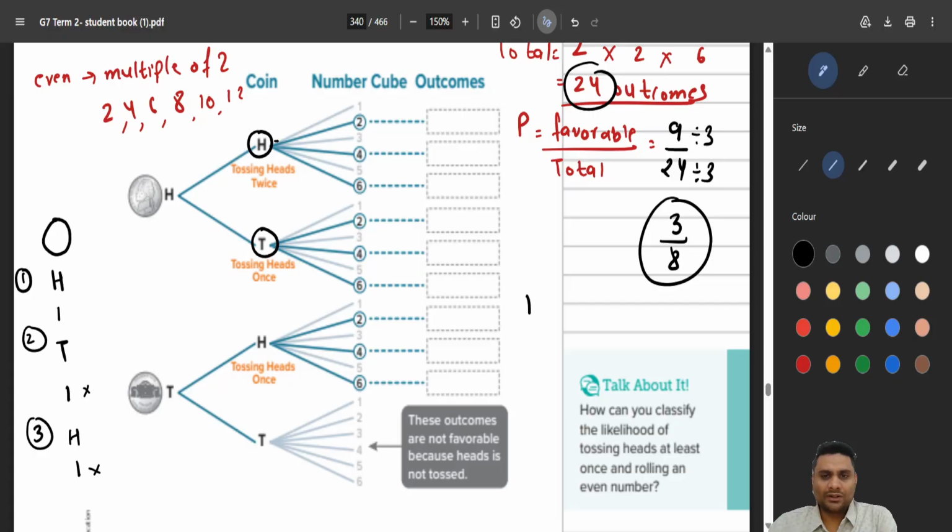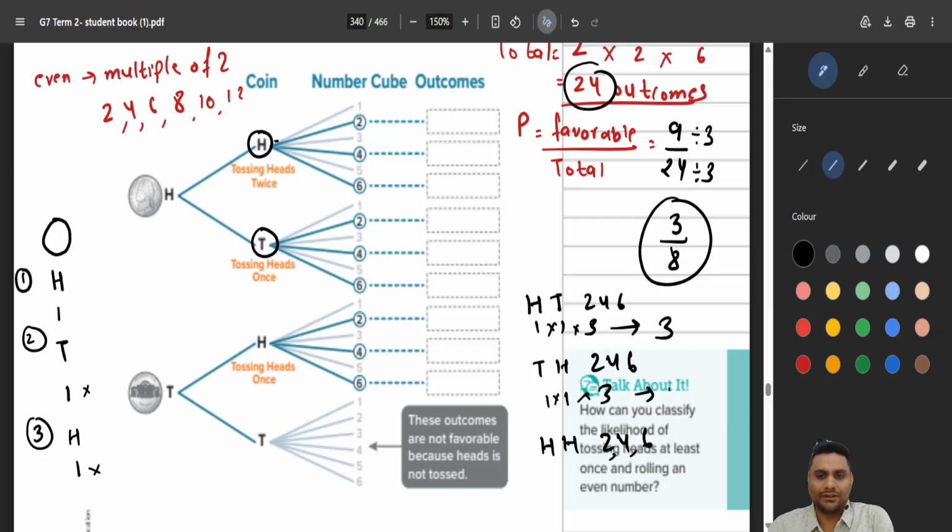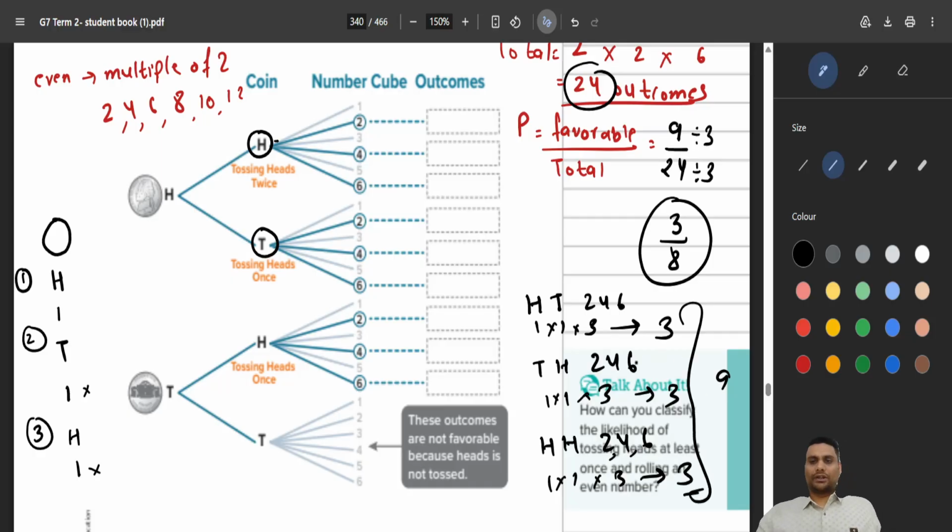He said at least one head, so head, tail, and 2 4 6, right? Second outcome, tail, head, and 2 4 6, and third outcome, head, head, and 2 4 6. Simple or no? So here one, and here three times 3. Here one, here 3 times 3. Here one, here 3 times 3. Total 9 outcomes. It is easier. Do it like this one. Okay.